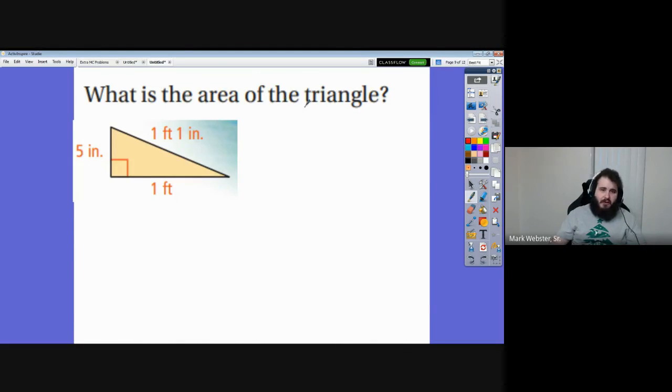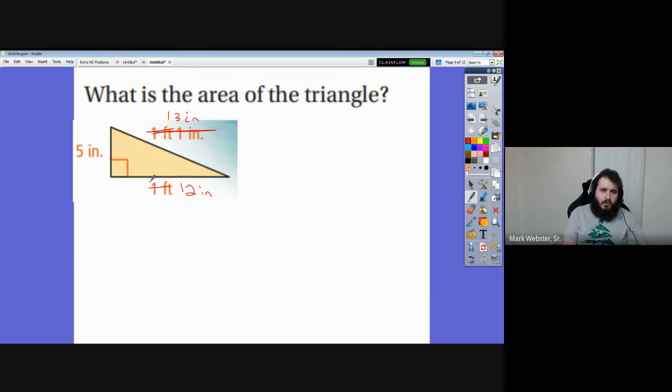So I want to know what's the area of this triangle. And I want you to notice we've got a whole bunch of mixed units. Don't try and do this when they're all together like this. Turn everything into the easiest unit to work with. In this case, it's certainly inches, right? 1 foot is 12 inches. And 1 foot plus 1 more inch is 13 inches.